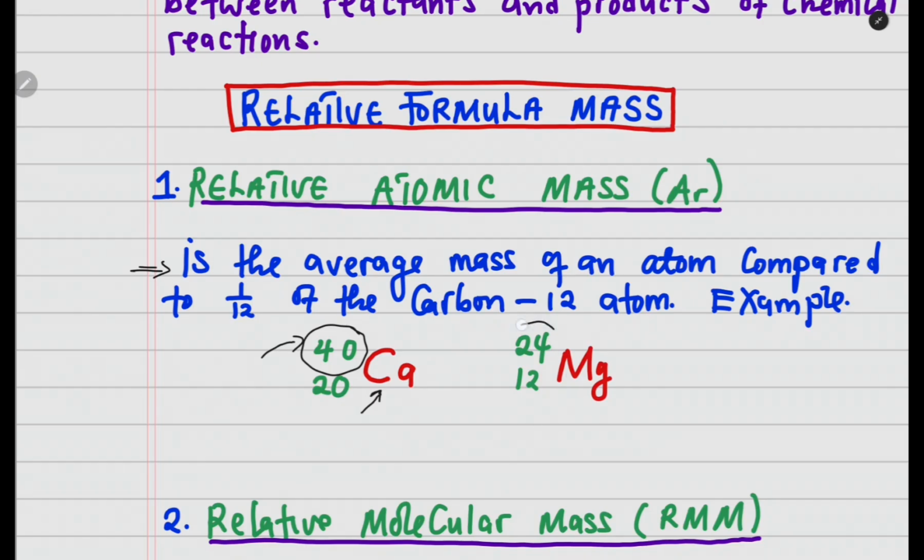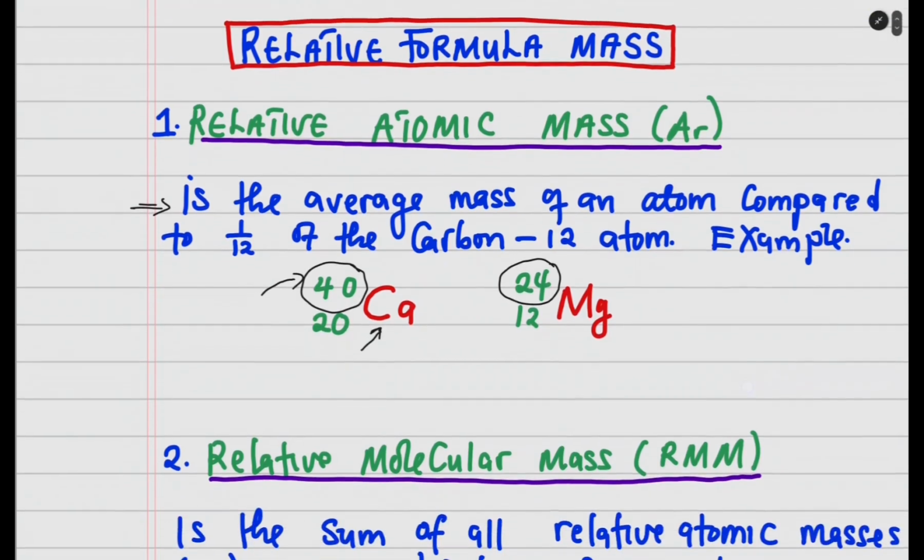Then also magnesium, 24 is the atomic mass. So that is what we need to know on atomic mass. There's nothing really to calculate. You just have to pick these numbers on the periodic table given the element. Just pick the top number, that is the atomic mass. I guess there's no problem on this particular part.